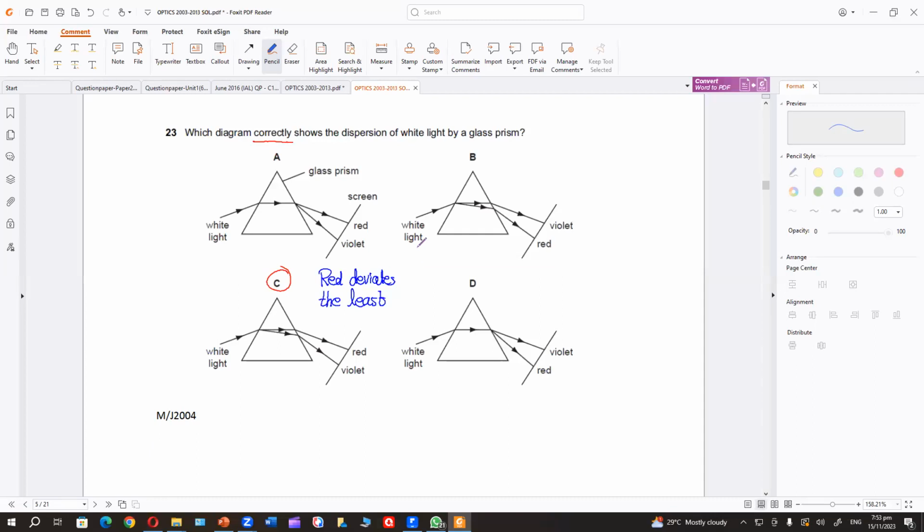Red color deviates the least. A is wrong because the light does not disperse after the prism. A and D are wrong because the light does not disperse after the prism. As soon as light enters the prism, it begins to disperse. Dispersion occurs as soon as light enters the prism.